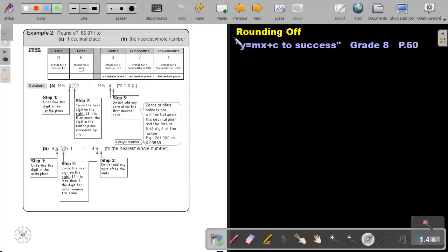Part 3. We are going to continue with rounding off. Let's look at an example. Round off 86.371 to 1 decimal place, and to the nearest whole number.